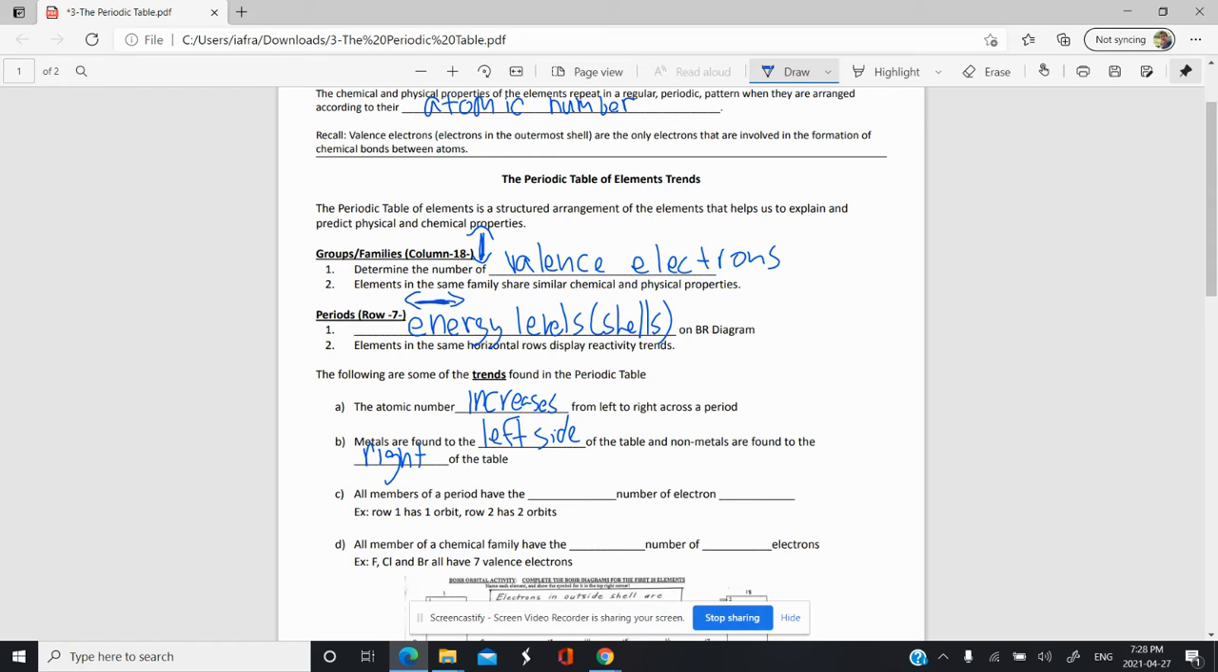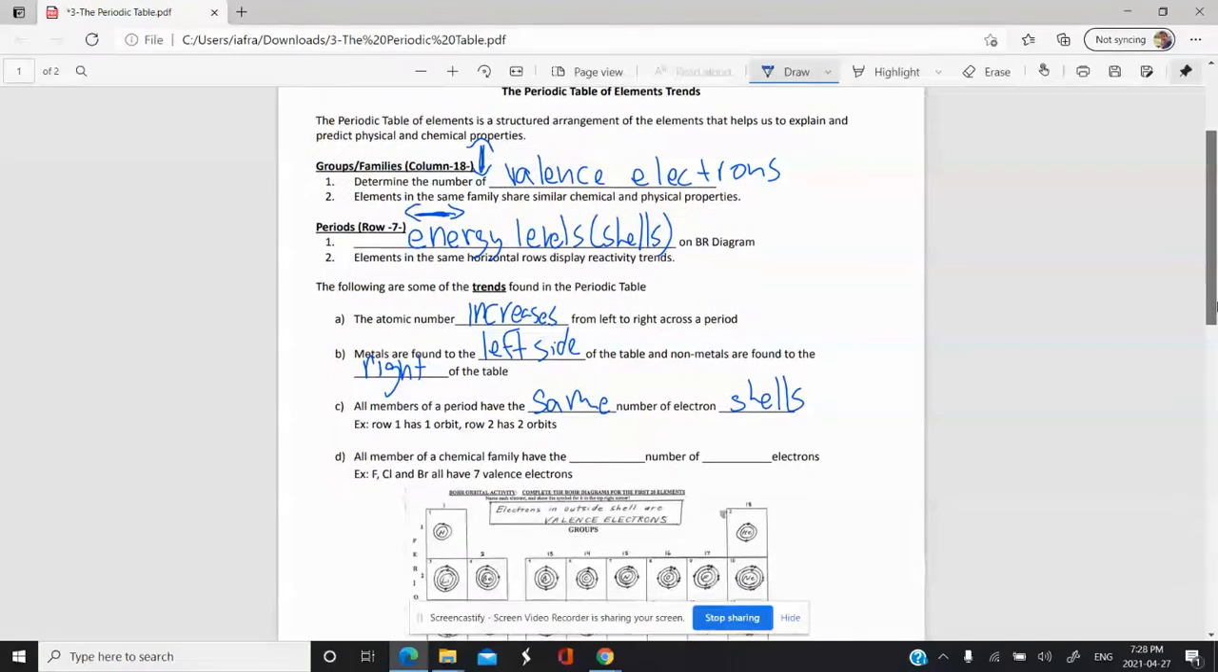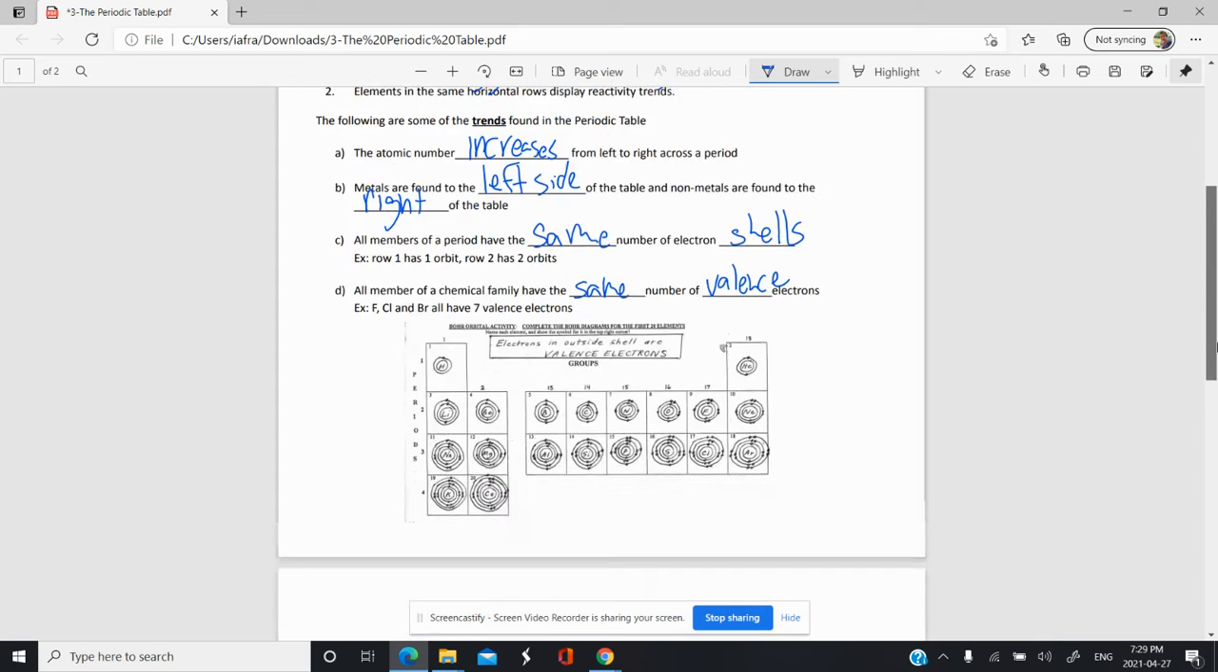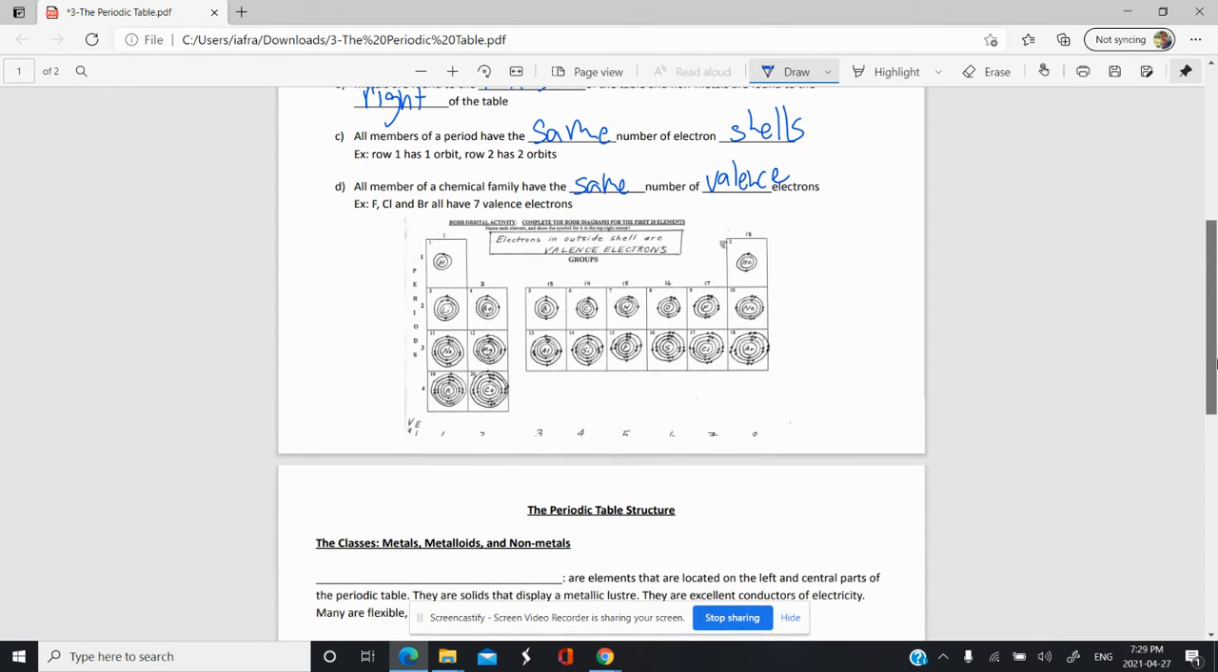So let's take a look over here. All members of a period have the same number of electron shells, or you can call them orbits as well. That's just a different word for it. And then I'm just repeating this here again. You should be able to fill it out by now, but all members of a chemical family have the same number of valence electrons. So that we already went over, and you were most likely able to fill in those blanks.